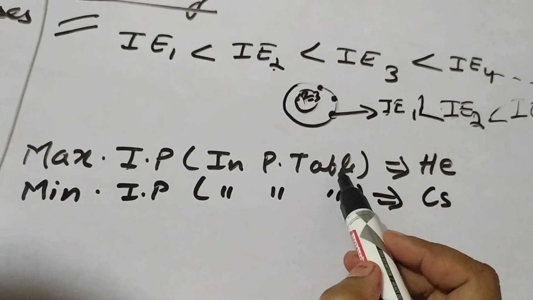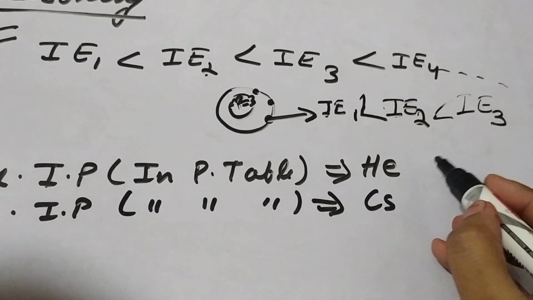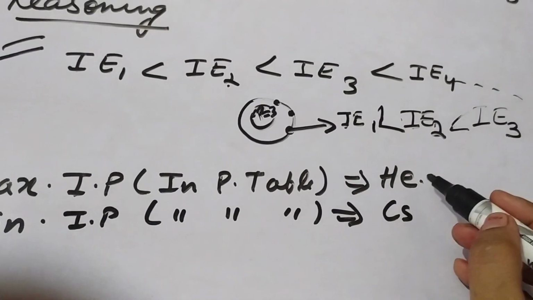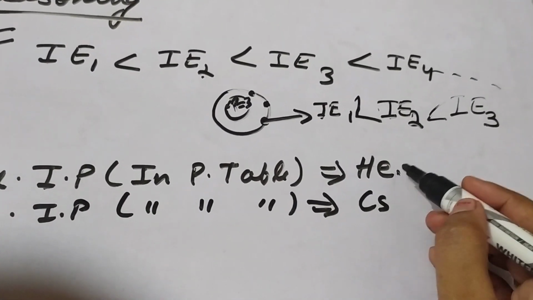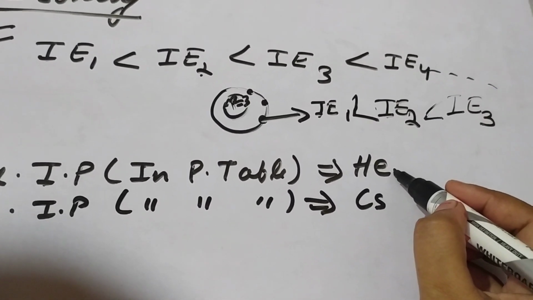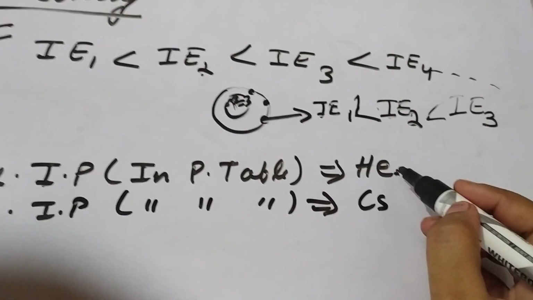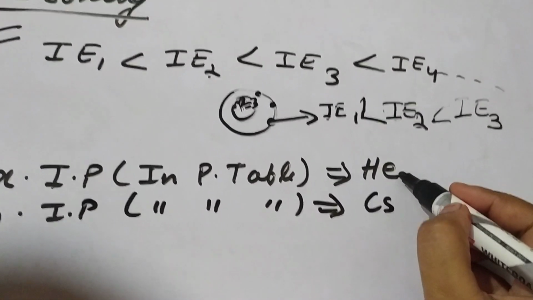Maximum IP in the periodic table, this is most frequently asked in one-word questions. Maximum IP in the periodic table is of helium, because it is a noble inert gas and has no screening effect. Only 2 electrons are there, and there is no shielding effect from the nuclear force of attraction. Therefore it requires maximum energy to remove the electrons from its valence shell.